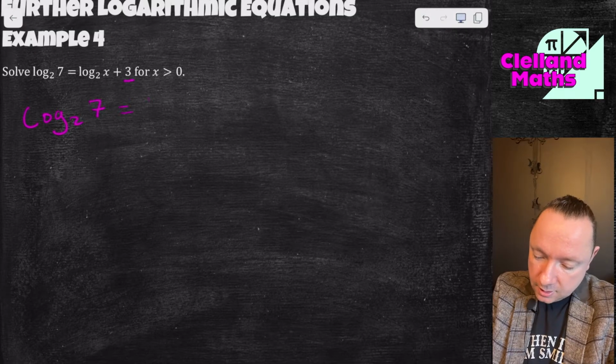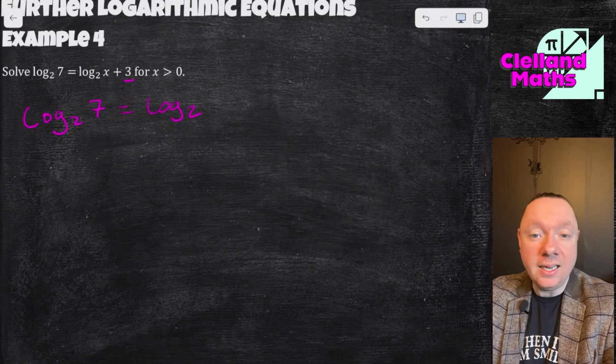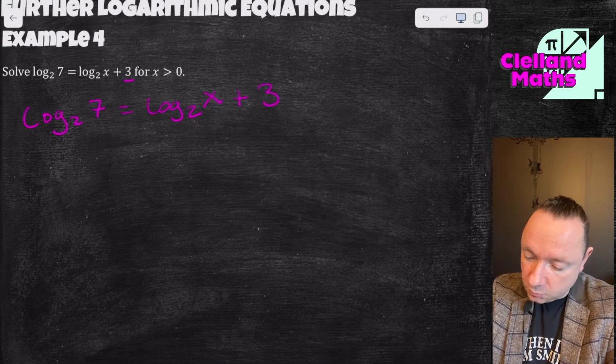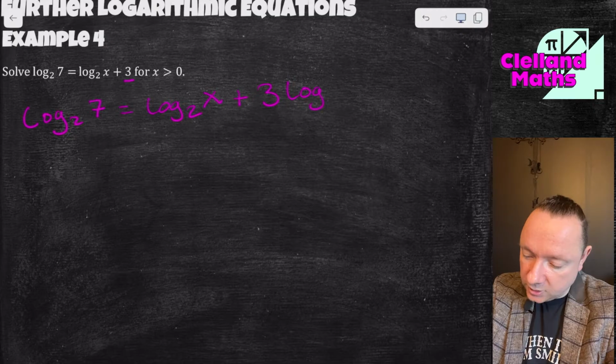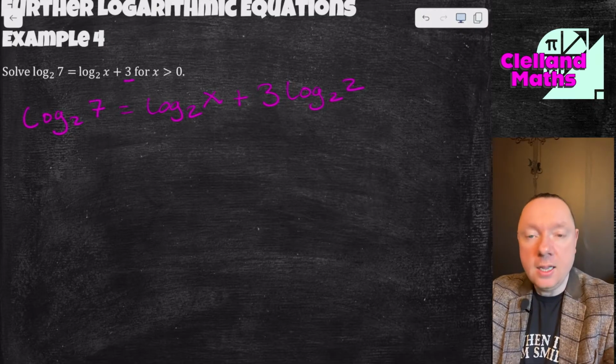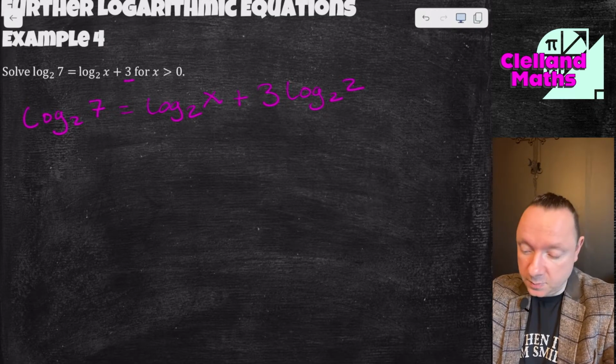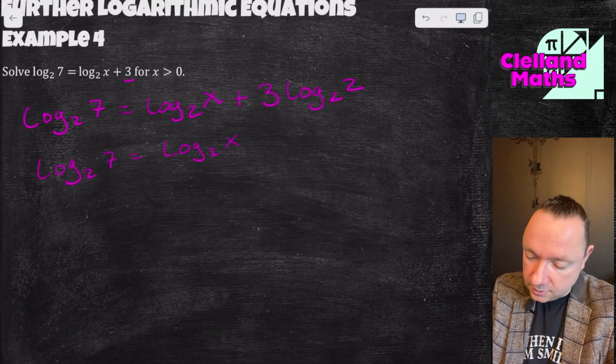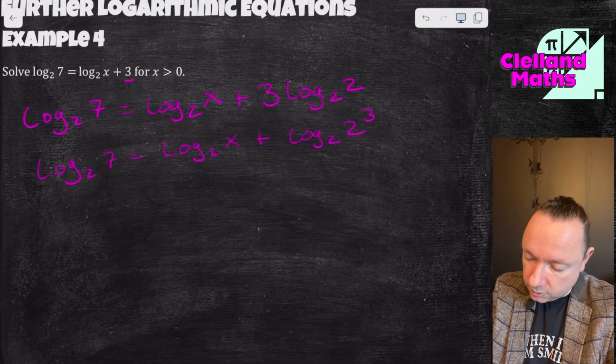Remember, log base of itself equals 1. So if I want to introduce a log here, I can just say 3 times 1 and make it a special 1, log base 2 of 2. And I'll pick base 2 because everything else is base 2. And now I can combine the logs on the right. So it's a little trick that is worth knowing. Log base 2 of x plus log base 2 of 2 cubed.